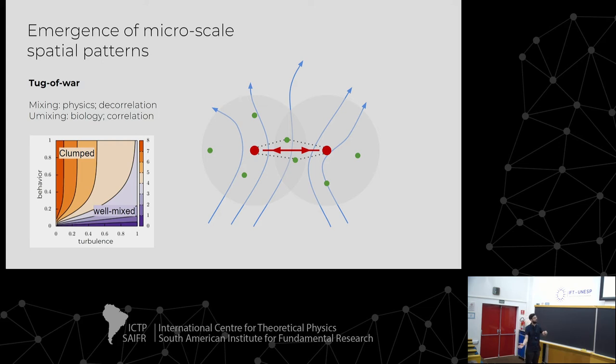If turbulence is mixing things very fast, we get a well-mixed scenario. And if the time scale of behavior is much faster, I think here it is not the time scale, but the velocity of the process. So if turbulence is very fast, we get well-mixed. And if behavior is very fast, we get clumps forming. So it's not the flow. It's the correlation coming from this behavior process.